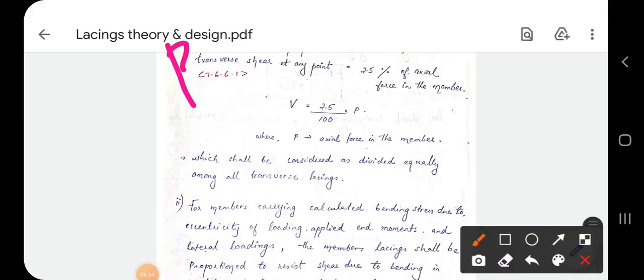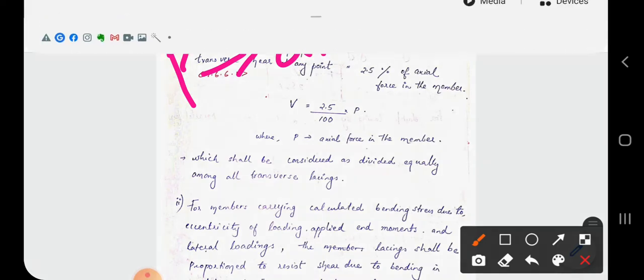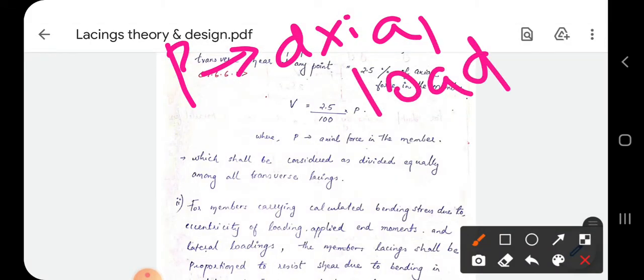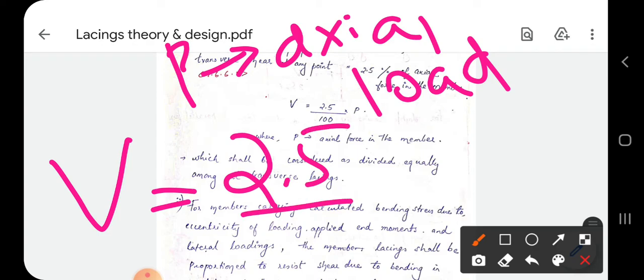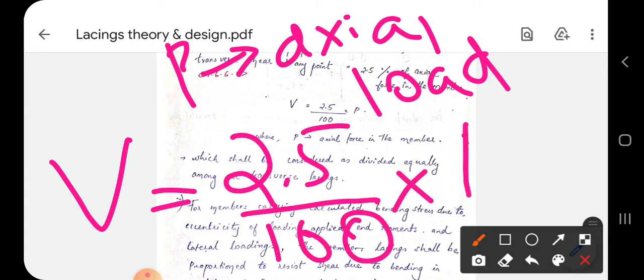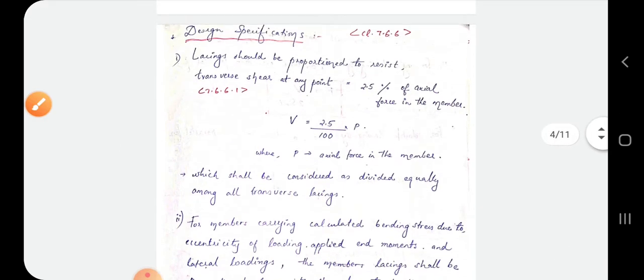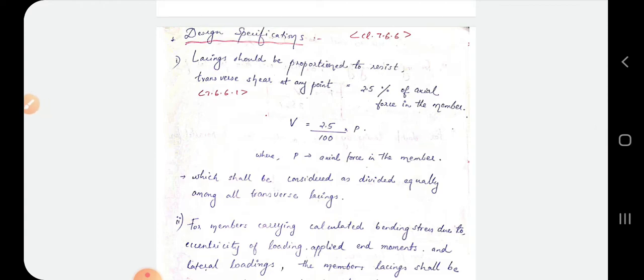Suppose P is the axial load in that column, then our lacing should be designed to resist a transverse shear V, which is taken as equal to 2.5% of the load. And it shall be considered as divided equally among all the transverse lacings, so this transverse shear is equally divided among all the transverse lacing.